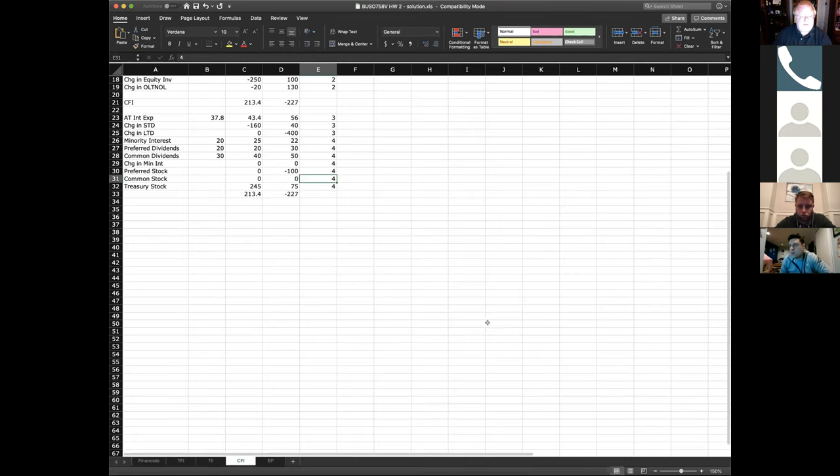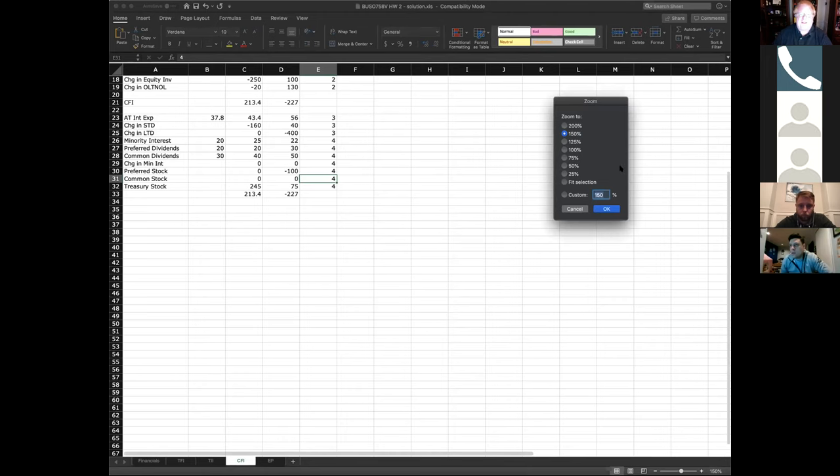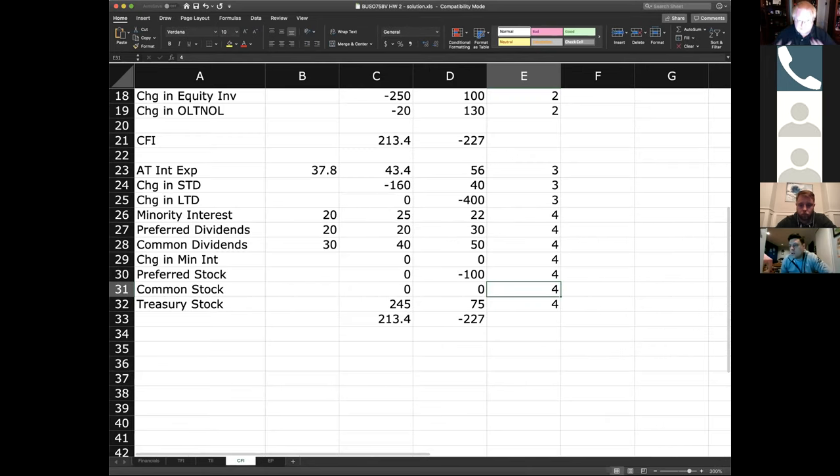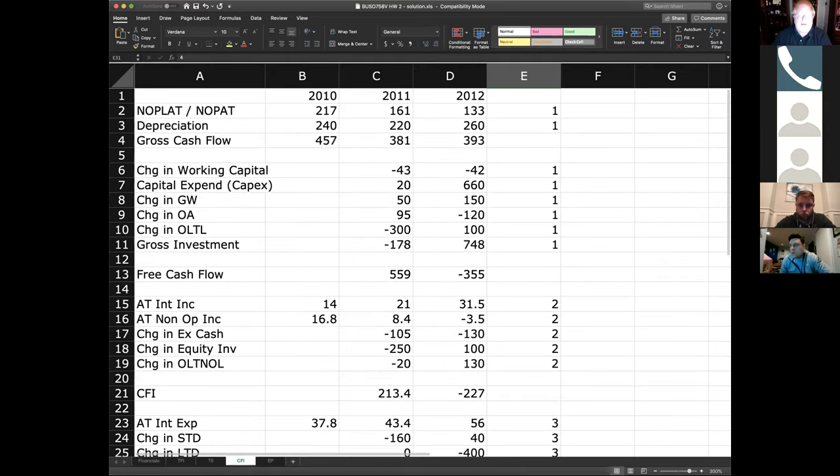All right, CFI. This is the one, I know I talked to several of you, received some emails from several of you. This statement is a little bit more of a challenge. The important thing about this statement is to understand this is not FASB, this is not GAAP. These are economic statements tied to Modigliani-Miller. So the key here is it's about cash flow.